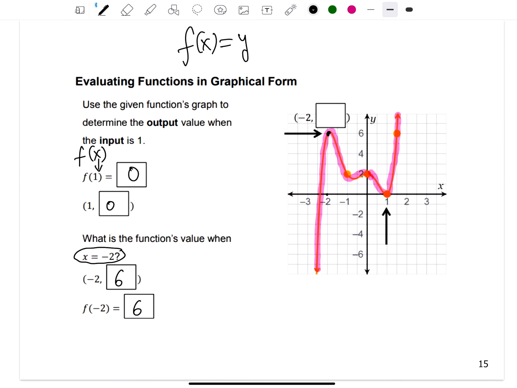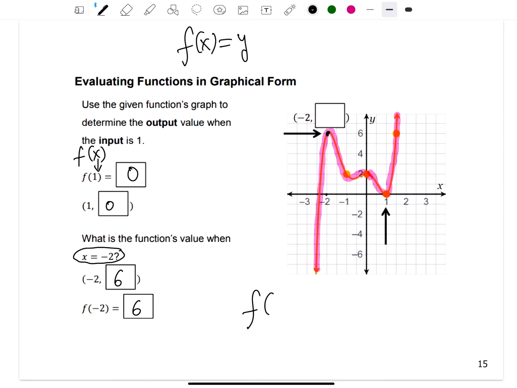And we could be asked, I'm just going to add another part to it, let's just say f of x is equal to 2. So this one, we could be asked to solve for x, or we are trying to figure out the x value. What is the x value when y is equal to 2? And in this case, we would say x is equal to -1.